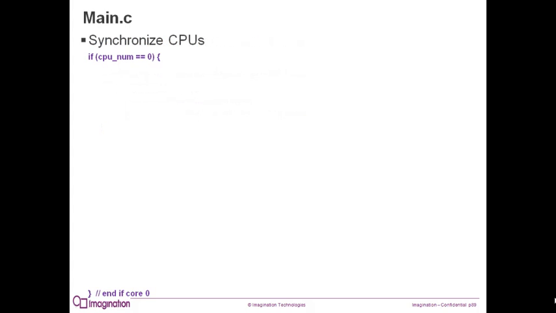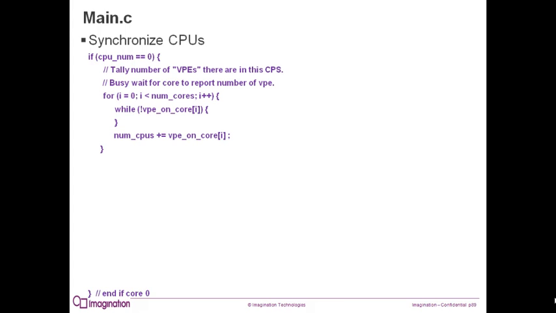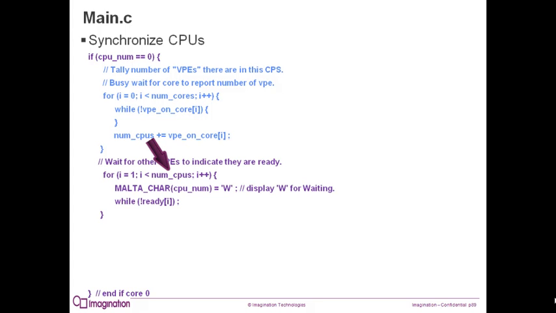The code uses CP0 to do the synchronization for the rest of the CPUs. The code waits for each core to report the number of processors on the core. The code tallies the number of processors on each core and will use it later in this loop. Next, the loop will use the numCPUs variable to wait in turn for each CPU to report it is ready. The Malta evaluation board has a small display, and the code uses it here to report which core it is waiting for. The code writes a W to the display element that corresponds to the core being waited for.